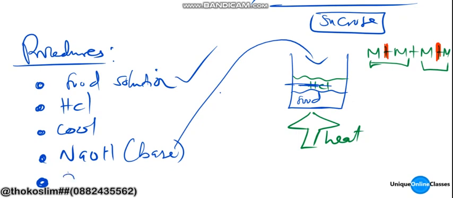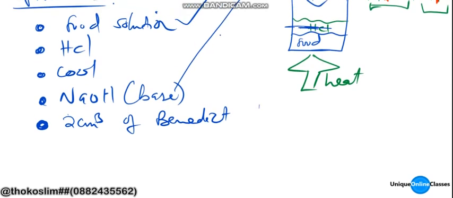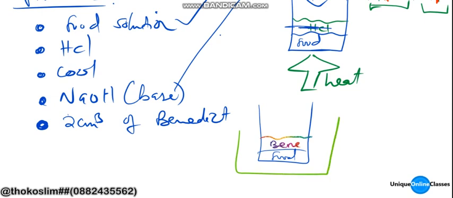We are going to add 2 cubic centimeters of Benedict solution. So this one, that's our beaker, and here is my food substance, and the hydrochloric acid has been neutralized. And then I'm going to add the Benedict solution. And after adding Benedict solution, I'm going to heat this.